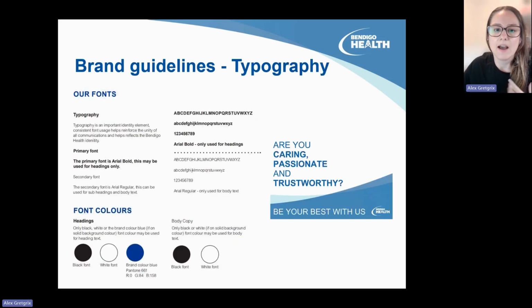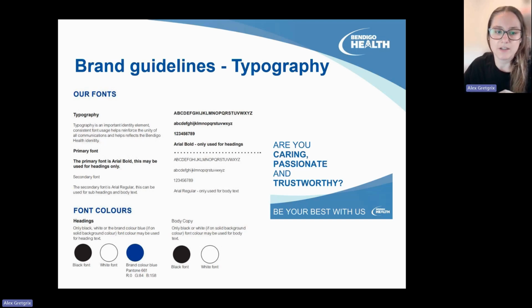So that was fantastic. Typography was an important part as well. Bendigo Health have literally just changed the fonts and typography that they use. They used to use Elwyn and Sans Source Pro, as Elwyn was their headline or heading font, and then Sans Source Pro was all of the paragraph font.